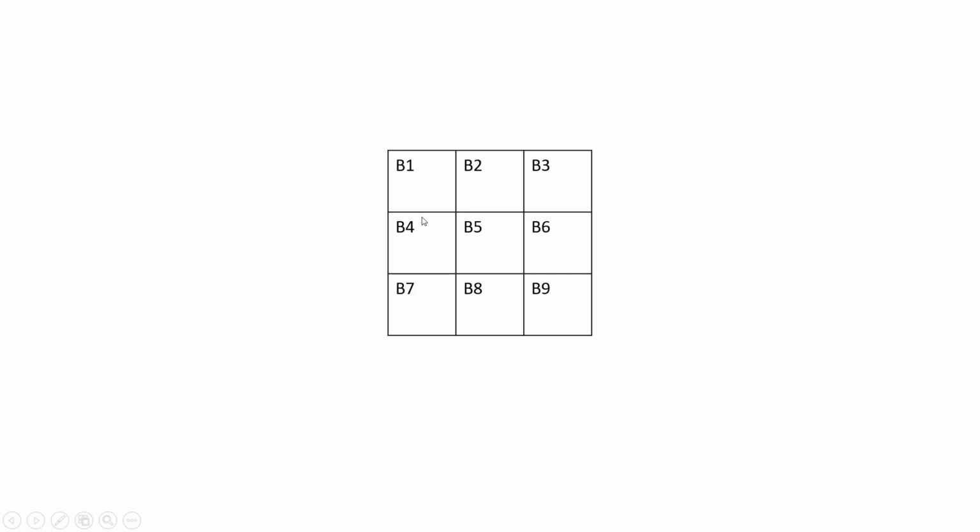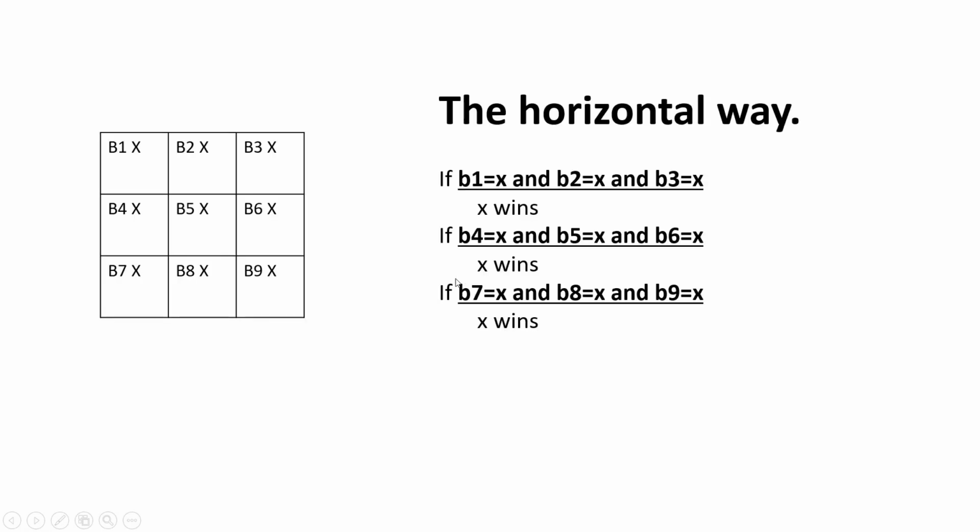So here a player can win in 8 possible ways, of which 3 are horizontal ways, 3 are vertical ways, and 2 are cross ways, right? Let us first see the horizontal ways. The horizontal way is when B1 is X, B2 is X, and B3 is X. If B1, B2, and B3 are X, then X wins. If B4, B5, and B6 are X, then X wins. If B7, B8, and B9 are X, then X wins.